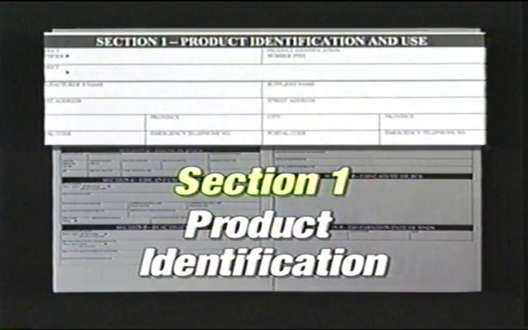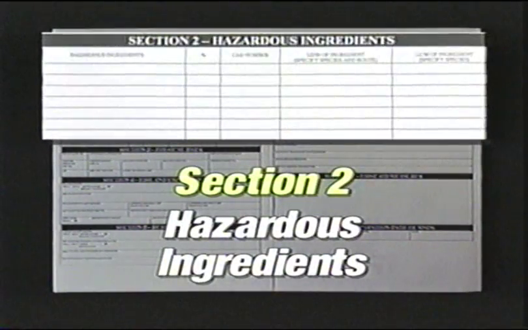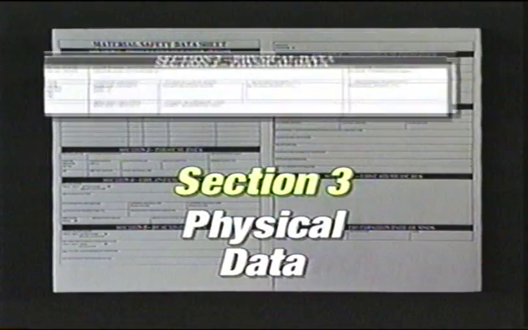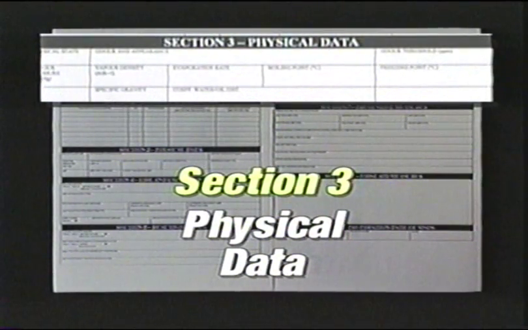The first section contains product information. It includes the name of the product, the manufacturer's and supplier's names, their addresses, and emergency phone numbers. Section 2 details the hazardous ingredients and describes the chemical composition of the product and the concentration of each chemical. The third section is the physical data and covers such things as whether the controlled product is a solid, liquid, or gas, and what it smells and looks like.